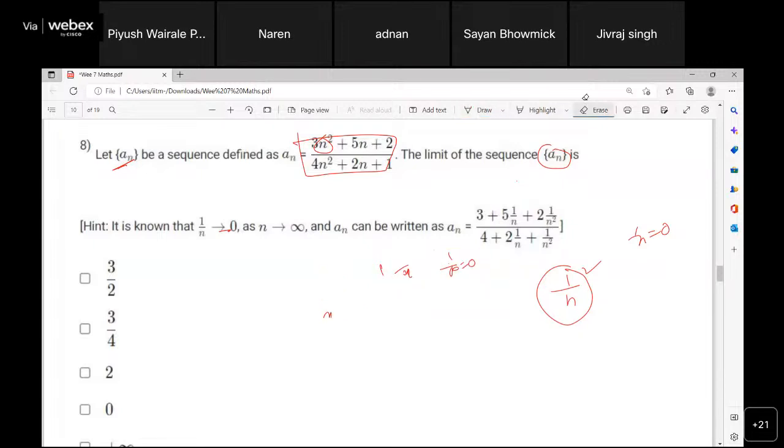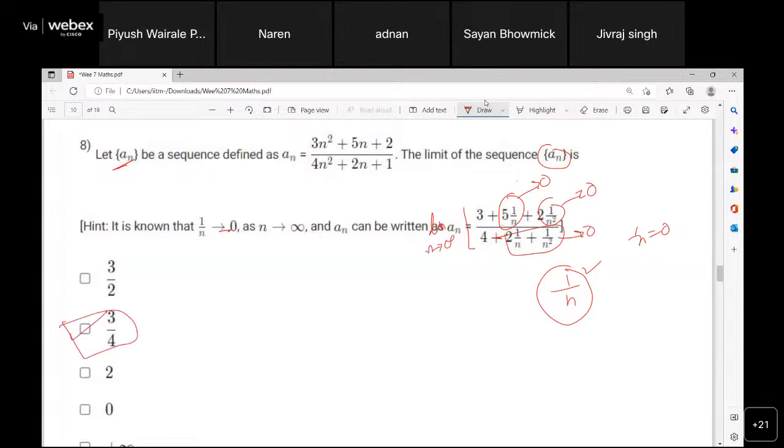So applying the same concept here, we take n square common from numerator and denominator. What we get is the expression 3 plus 5 into 1 by n plus 2 into 1 by n square in the numerator, and in the denominator, taking n square common, 4 plus 2 into 1 by n plus 1 by n square. Now if I put limit n tends to infinity, this term will become 0, this term will become 0, and these two terms also will become 0. So what we are getting is 3 by 4, right? So option B is the correct one.